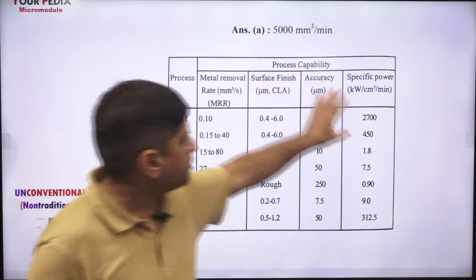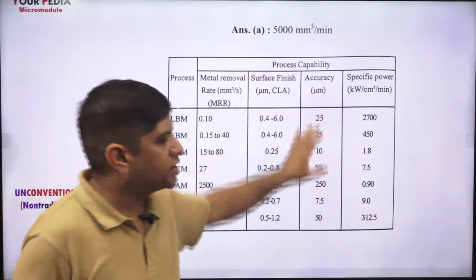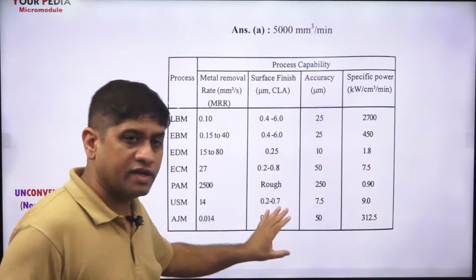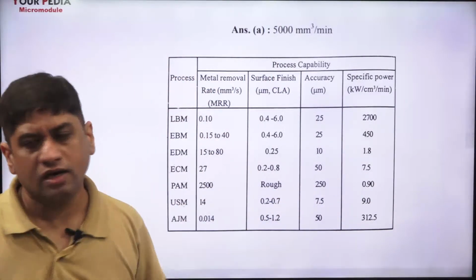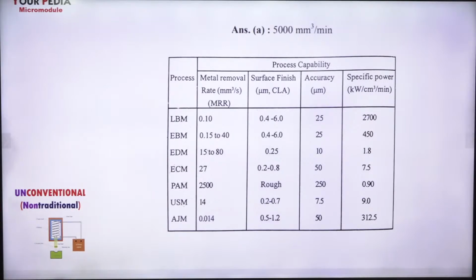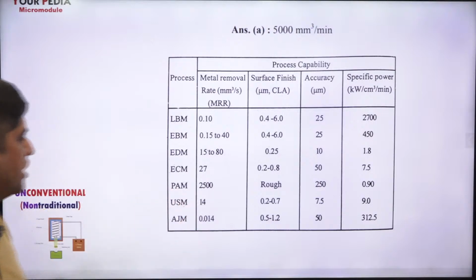So specific power requirement, accuracy in micrometer, surface finish in micrometer, and material removal rate, and comparison of the non-traditional machinings. Very important slide. Please stop this slide later on and note down these things. In ultrasonic machining, you see where the material removal rate is. Plasma arc machining very high, electric discharge machining very high compared to others. Maximum material removal rate is plasma arc machining. Plasma arc machining is a very, very rough operation.